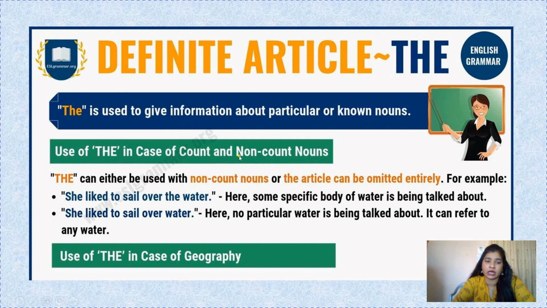Use of the in case of count and non-count. Non-count means uncountable nouns. The can either be used with non-count nouns, or the article can be omitted entirely, no need of putting the. For example, she liked to sail over the water. Here some specific body of water is being talked about, suppose we are talking about a particular body, the Ganga, the Yamuna, fine. But when we are talking about any water, general, she liked to sail over water. So here no particular water is being talked about, so it can refer to any water, fine.